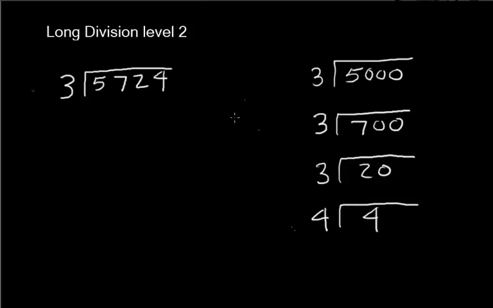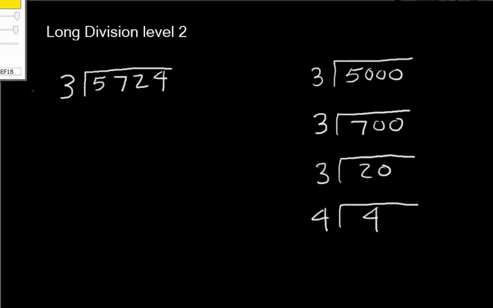I set up the problem like in the prior lesson where you can see that we're dividing 3 into 5,000, we're dividing 3 into 700, and we're going to divide 3 into 20 and 3 into 4. But you'll see it doesn't work out the same as in the first problem because 3 is not a factor of all of these numbers. So let's just do the step-by-step process, and we'll see how it goes. So first thing we have to do is divide that 3 into the 5,000.